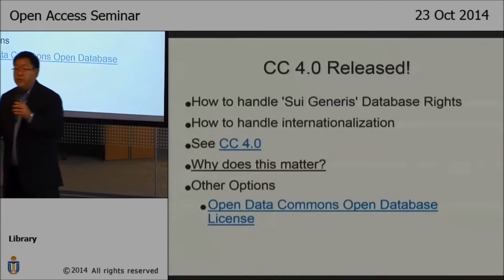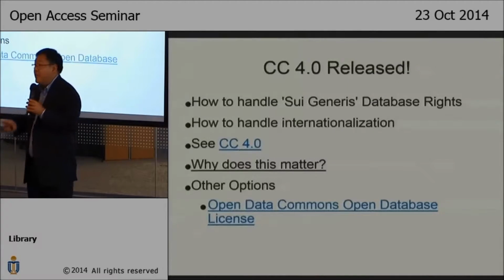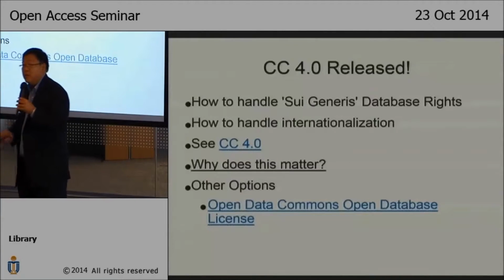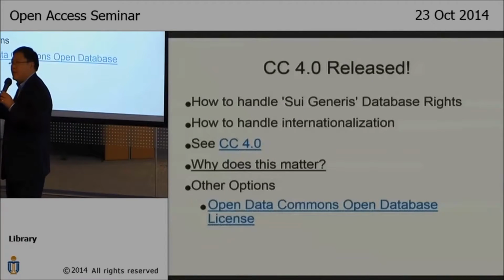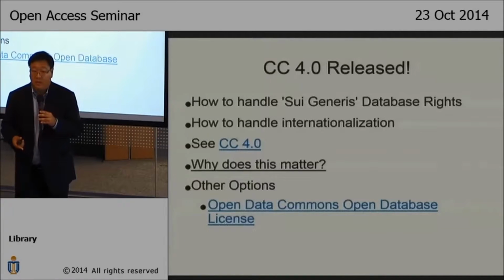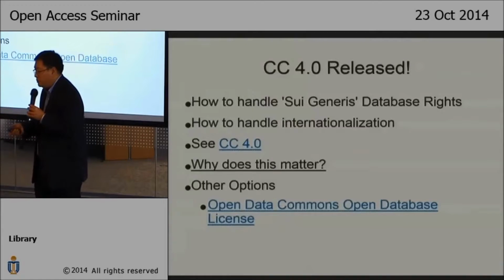Why? Because in some jurisdictions, data you can't copyright, right? Data is data, just a table. In some places, if you compile that data and you add value to it, you have something called, not exactly a copyright license, a copyright-like license called a sui generis database right. So CC 4.0 was designed to really try to cater for these database rights.